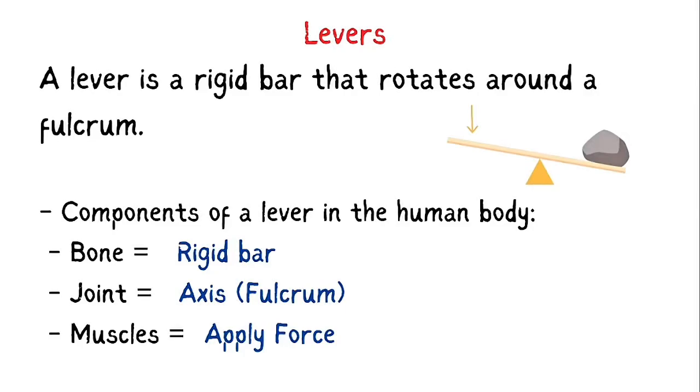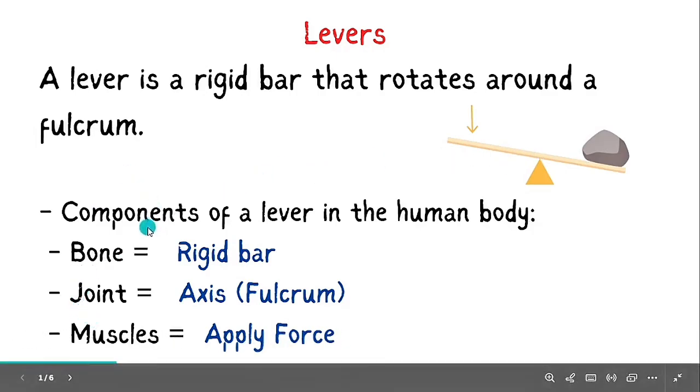Okay, so the topic we are going to study today is levers. What is a lever? A lever is a rigid bar that rotates around a fulcrum. That means if this is the rigid bar and it is rotating around a fulcrum, then this rigid bar is the lever. And there are three components of the lever in the human body.